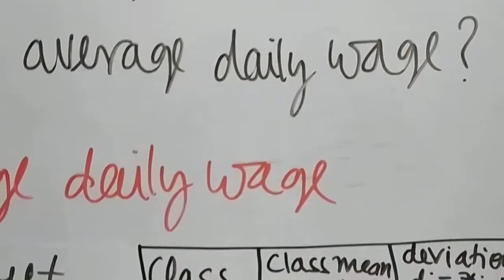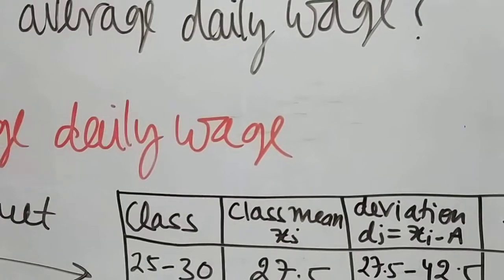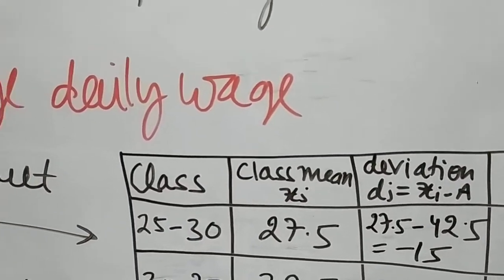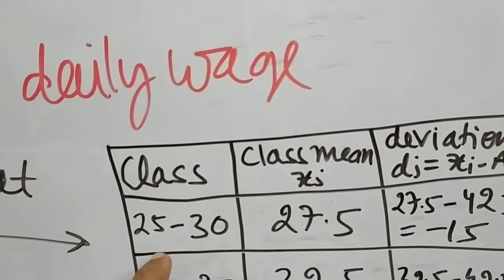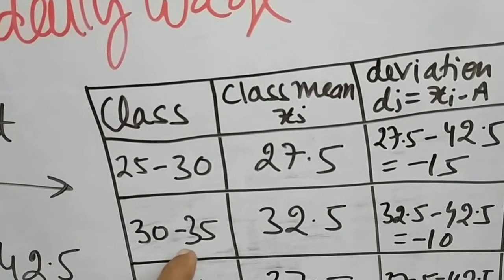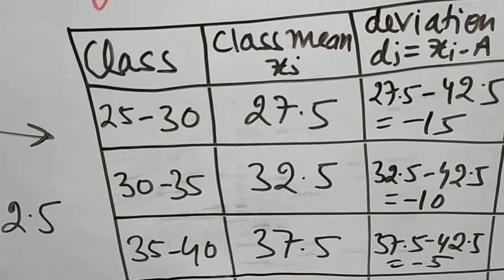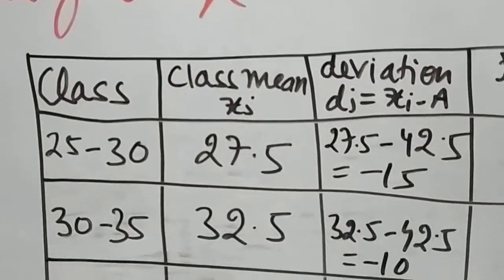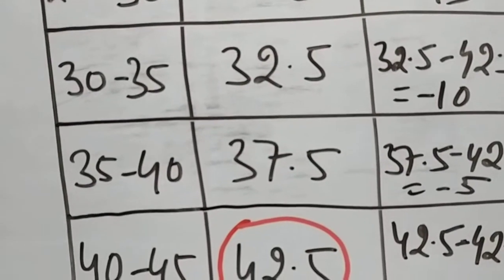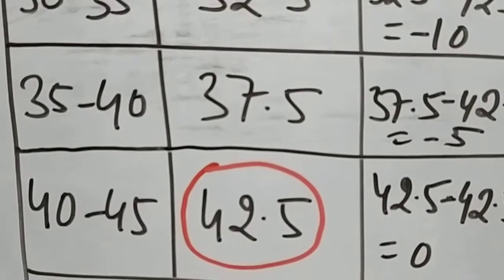Now, for calculation purposes, we need xi, which is the mean of this span or this class. Add 25 and 30, then divide by 2, we'll get 27.5. Likewise, add this, divide by 2 and get this. You can check by calculating at your own end.